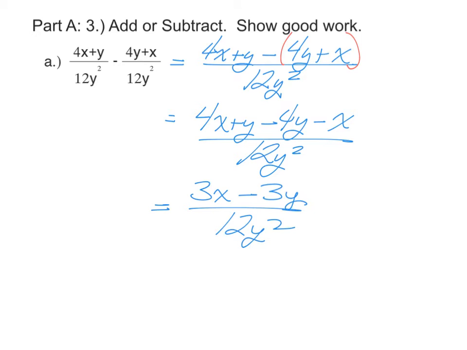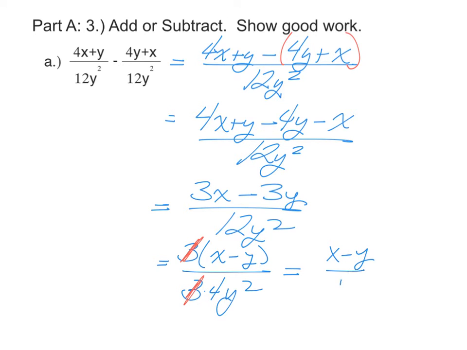The last thing that we have to do as far as trying to simplify this fraction is to see if there's any common factors that can cancel. And when I look at the numerator, both of those terms have a 3 in it, so I could factor the 3 out, and I'm left with x minus y. In the denominator, that's 12y squared. 12 happens to be 3 times 4. So the 3 that's in the numerator and the 3 that's a factor in the denominator, those two cancel, and we have our simplified answer of x minus y over 4y squared.